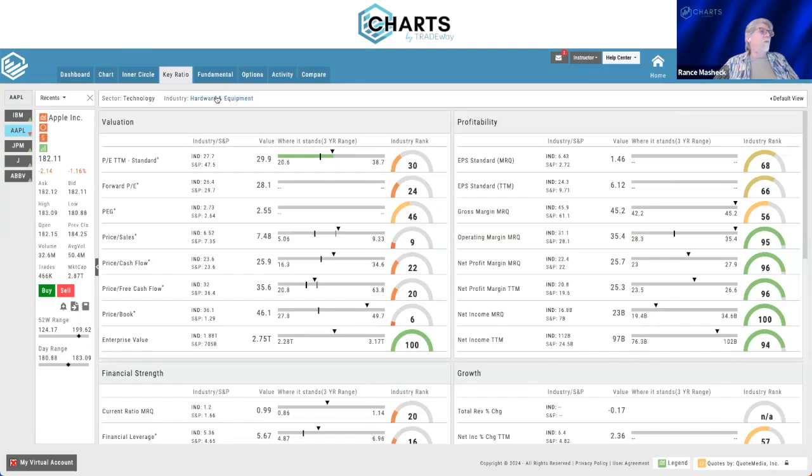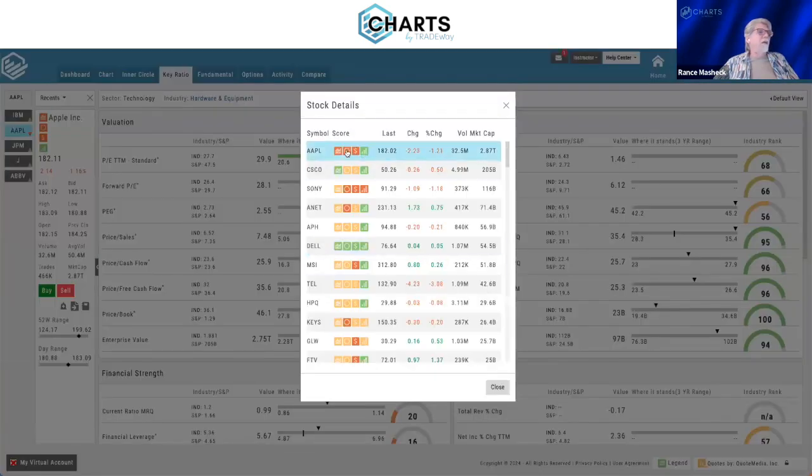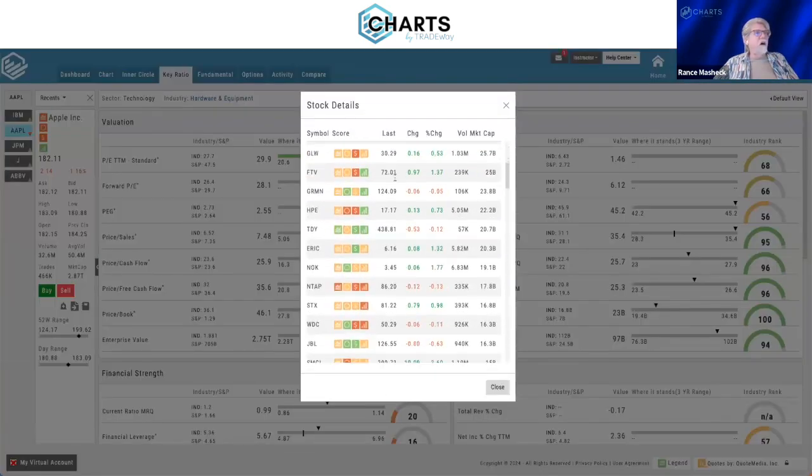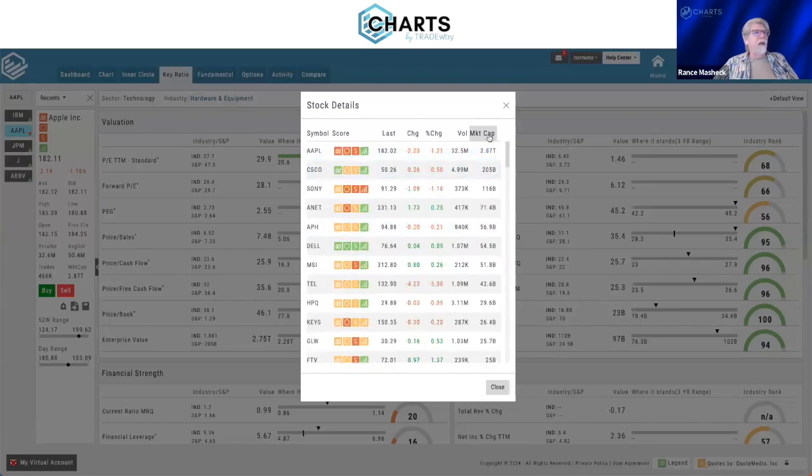Additionally, we do have up here, I'm looking at Apple, so I go, oh, it's in the computer hardware equipment industry. If I click this, I can see all the other stocks that are in this. And if I decide, hey, what else is large market cap there? Well, we got Sony, which came up before. So let's go take a look at that.